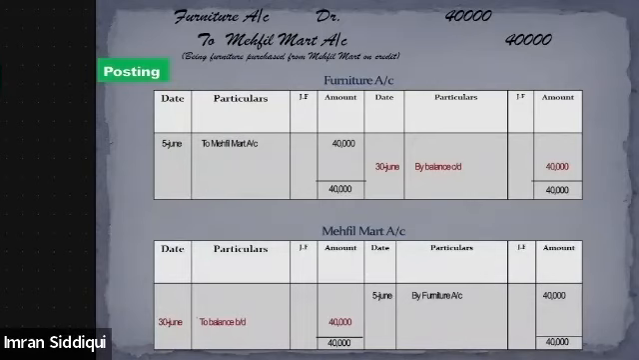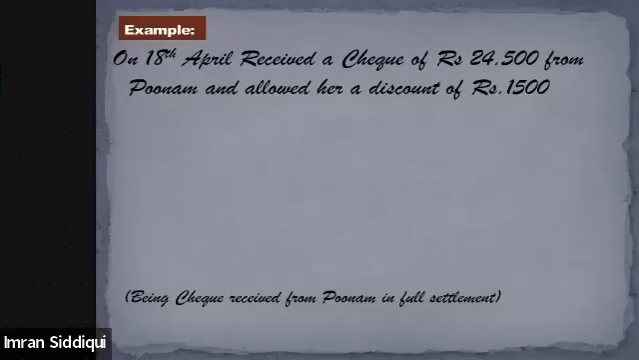This time the question says: on 18th of April, received a cheque of rupees 24,500 from Poonam and allowed her a discount of rupees 1,500. First of all, we need to pass the journal entry of this question, and let me show you how we will journalize this transaction. Guys, I want you to note this down. First of all, please note down the example quickly, and then I'll show you the journal entry.